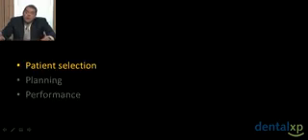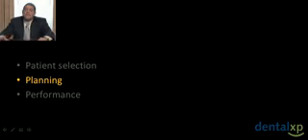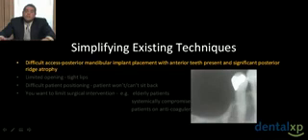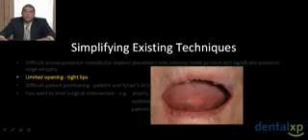But ultimately, the determination of whether that immediate provisionalization is going to be successful is not going to be computer guidance, but it will be patient selection, planning of the procedure, and how we clinically implement the procedure at that time. We can simplify existing techniques with computer guidance. We have many difficult-to-access scenarios. We can have a patient who's missing mandibular posterior teeth, a fair amount of posterior ridge atrophy, and it becomes very difficult to access and visualize these areas, especially if they have a limited opening. And so we can use computer guidance that will allow us to perform our procedures in a relatively blind manner.